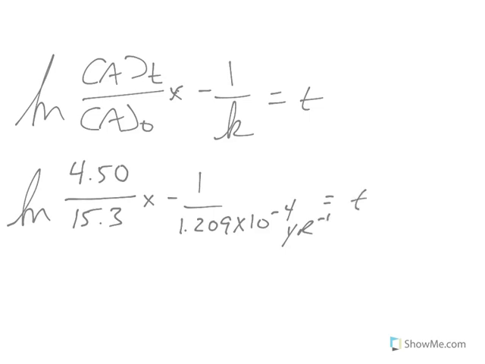Inverse year, right? So calculate it. Simplifying that natural log, you're going to get negative 1.22 times negative 1 over 1.209 times 10 to the minus 4th inverse years equals T. And when I do that, I just simply multiply those two numbers by each other, and I find that my T is equal to 10,090.9 years.